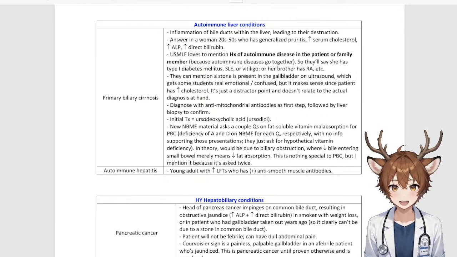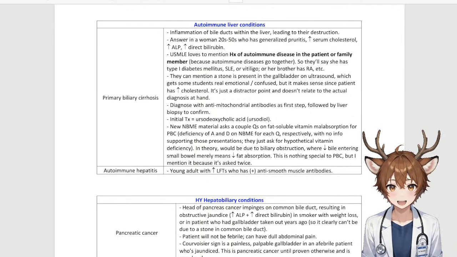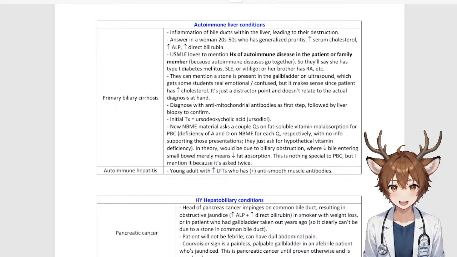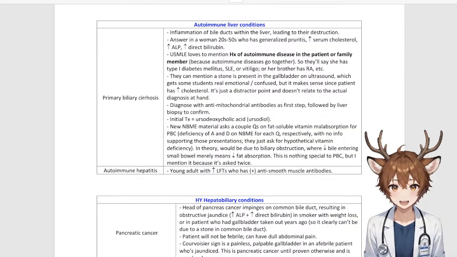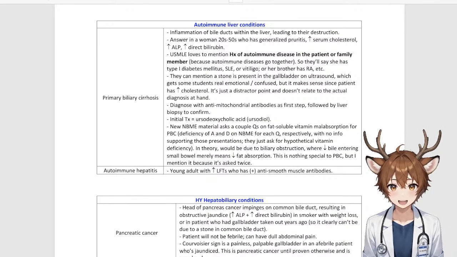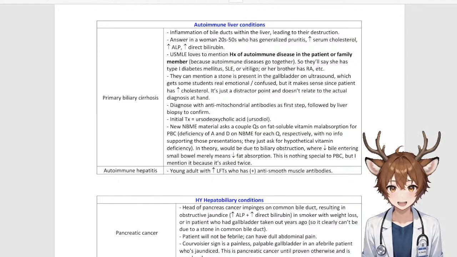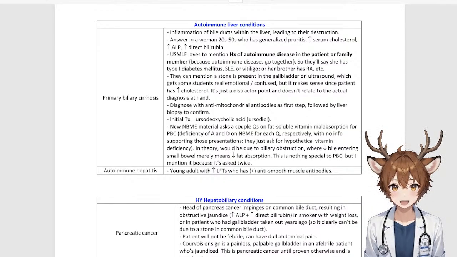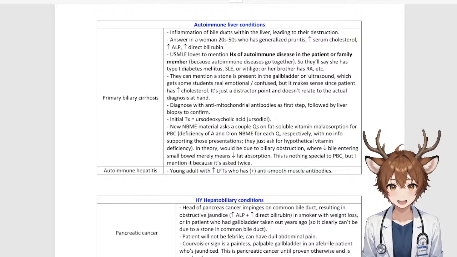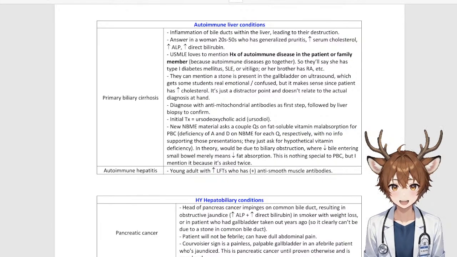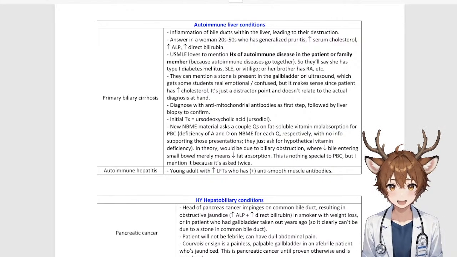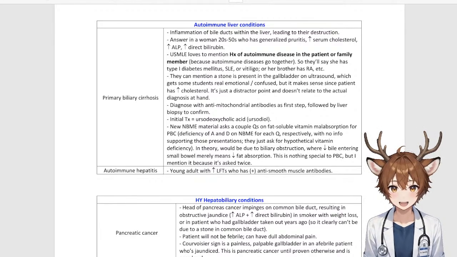USMLE loves to mention the history of autoimmune disease in a patient or family member, because autoimmune diseases go together, so they'll say that she has type 1 diabetes, lupus, or vitiligo, or her brother has rheumatoid arthritis, etc. They can mention that a stone is present in the gallbladder or on ultrasound, which might get some students confused, but it makes sense since the patient has elevated cholesterol. It is just a distractor point and doesn't really relate to the actual diagnosis at hand, which is, again, primary biliary cirrhosis.